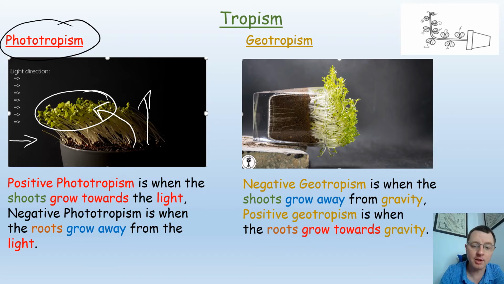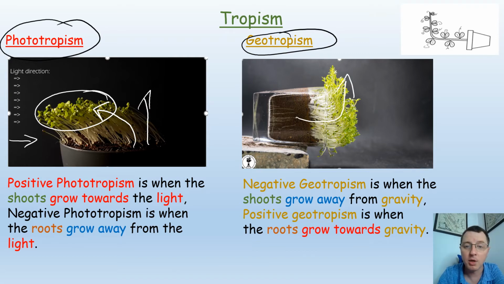In our next example, we have a geotropism. Now again, we can look at the shoots and see that the shoots are all starting to grow upwards here. We have light coming from all directions and the shoots are growing upwards, and this is an example of a negative geotropism, and this is when the shoots grow away from gravity. Now a positive geotropism is when the roots grow towards gravity.